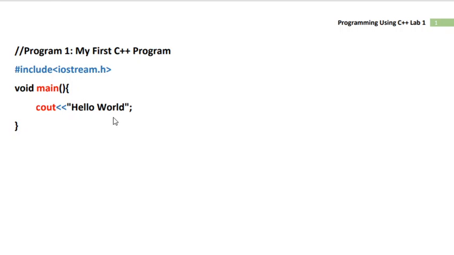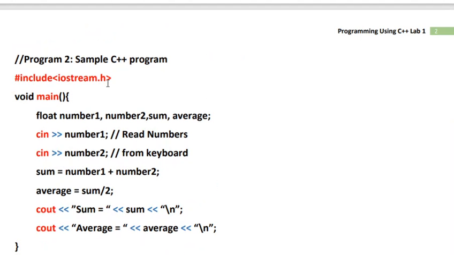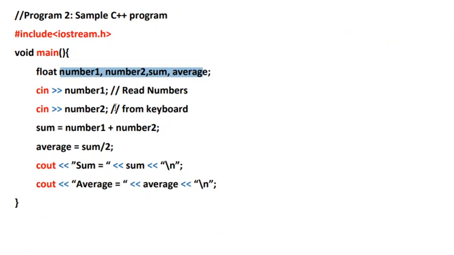So here, this is a very simple program that prints hello world. Now let us move to the second program. In the second program, I have written a very simple program that is capable of adding two numbers and finding the average of two numbers. Here I have declared two numbers, num1 and num2, and sum and average, as variables of type float.